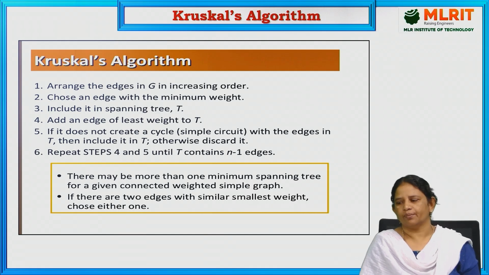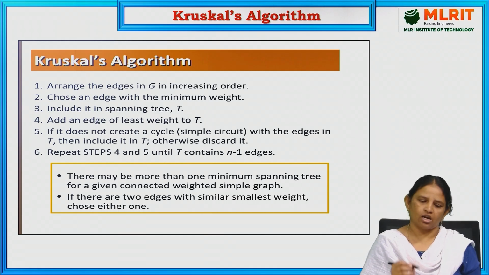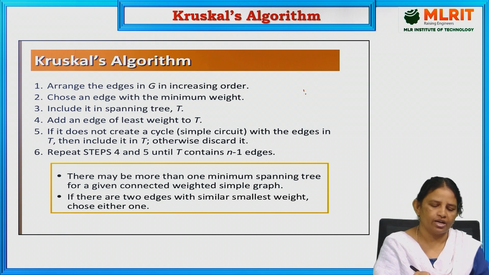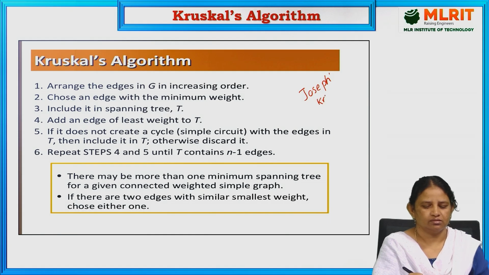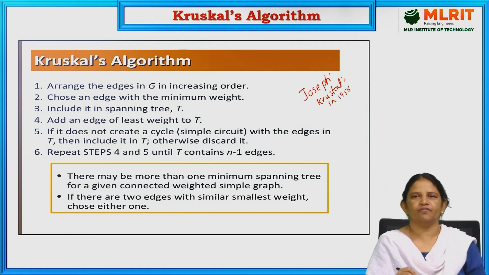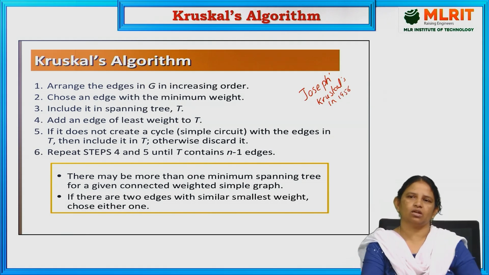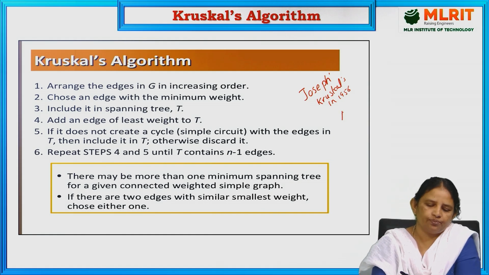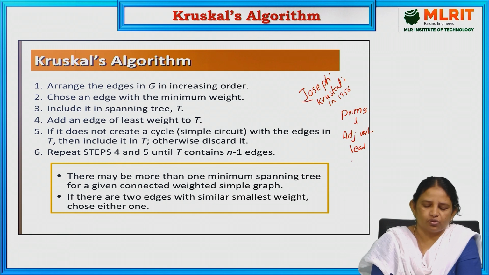Now, the second algorithm is called Kruskal's algorithm. This algorithm was developed by Joseph Kruskal in 1956. What is the difference between Prim's algorithm and Kruskal's algorithm? In the case of Prim's algorithm, we concentrate on the adjacent vertices of the graph which have the least cost. Here, in the case of Kruskal's, we are concentrating on the least cost, but it is not adjacent.